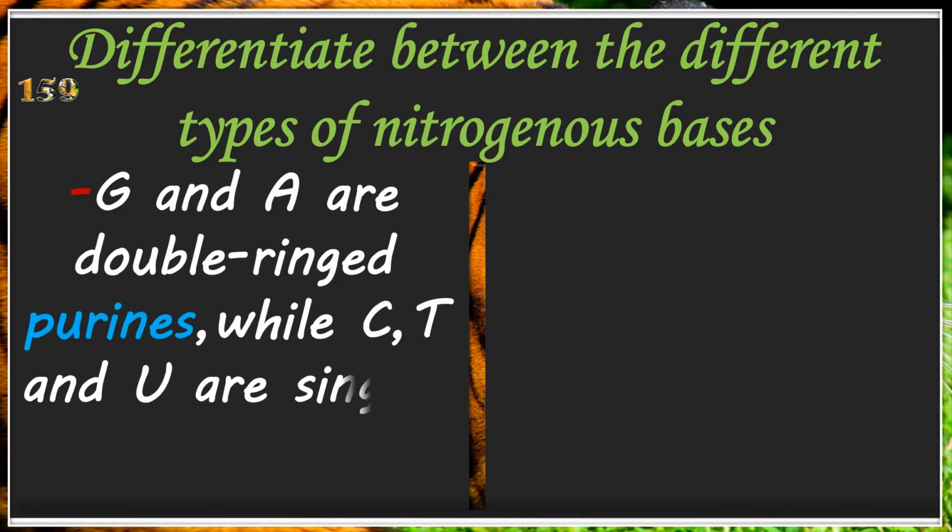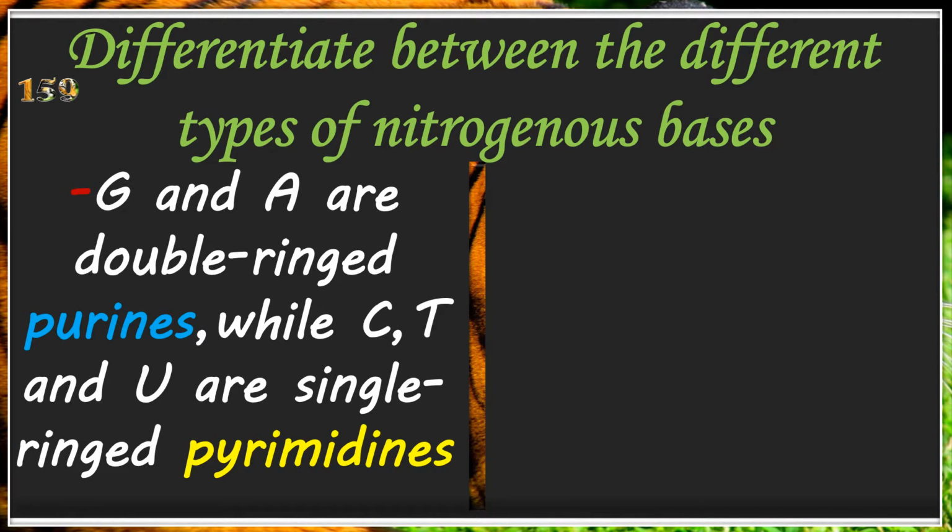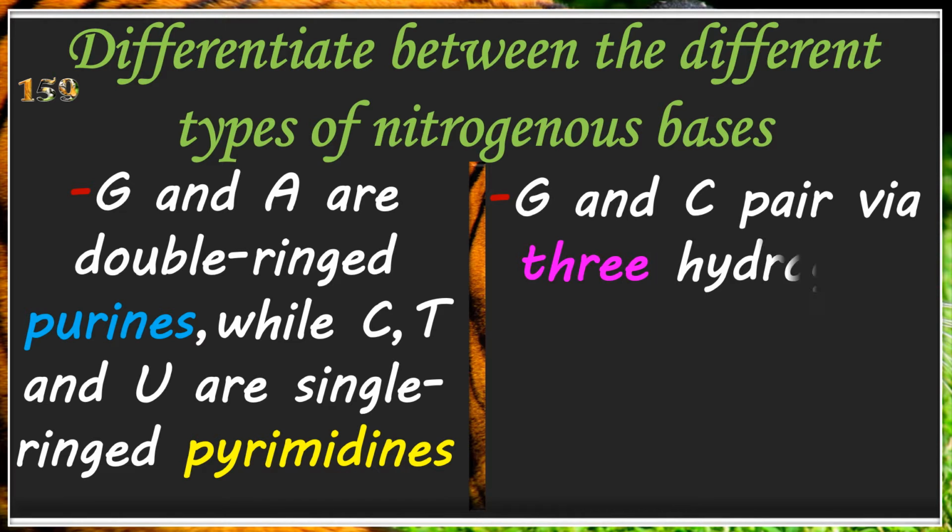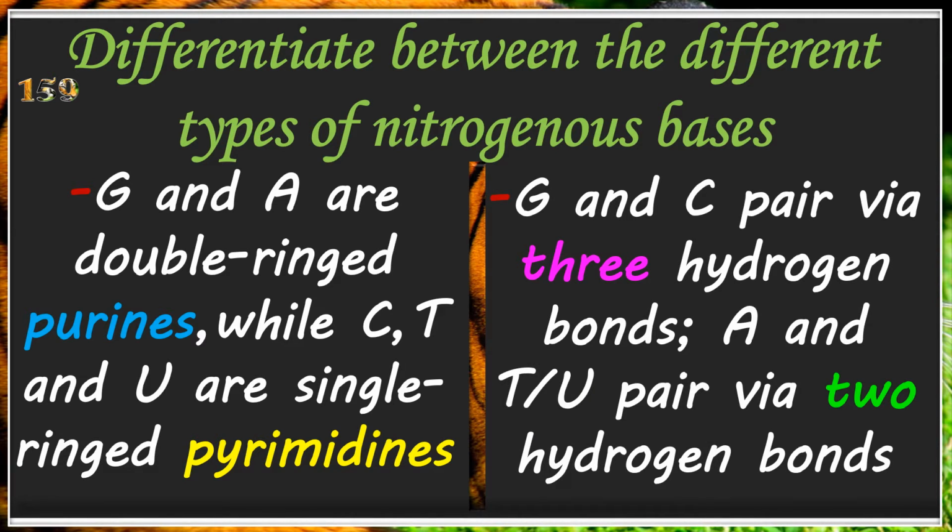Guanine and adenine are double-ringed. They are purines, while cytosine, thymine, and uracil are single-ringed. They are pyrimidines. Guanine and cytosine pair via 3 hydrogen bonds. Adenine and thymine or uracil pair via 2 hydrogen bonds.